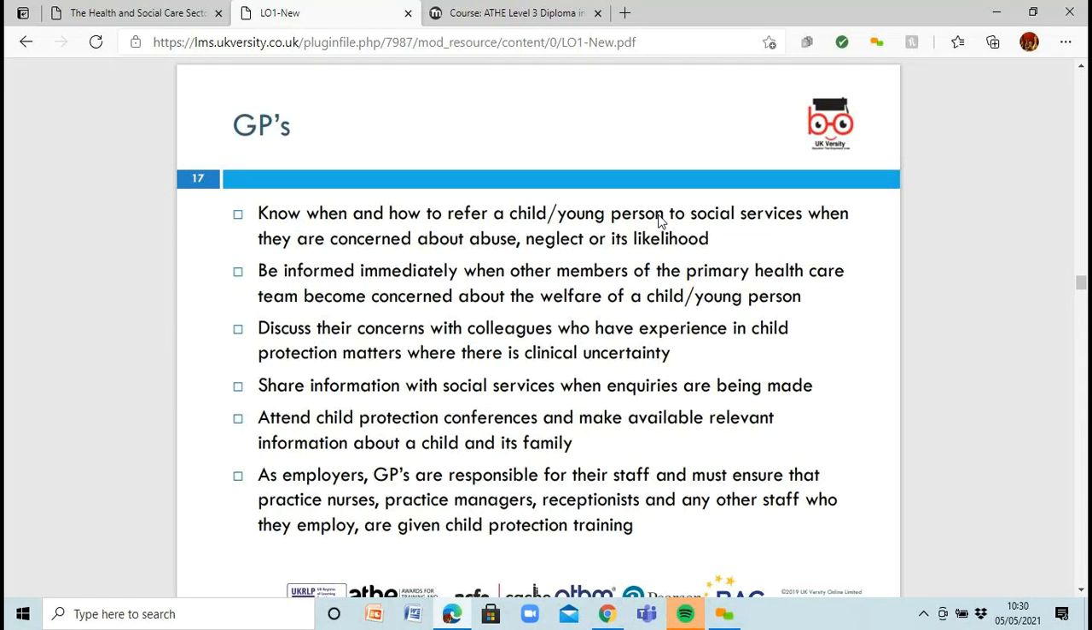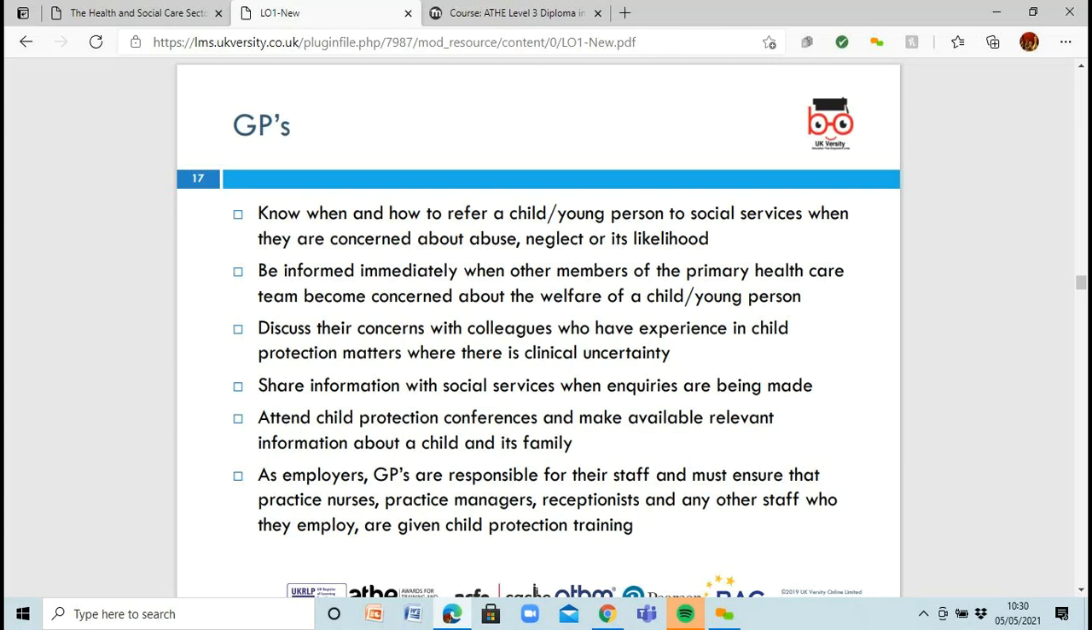Now, GPs. Ultimately they're there to look after your health needs and also to safeguard where necessary. It's their job to watch, so they know when and how to refer a child or a young person to social services. If they've seen somebody that's constantly coming in with broken bones, constantly having bruises or constantly becoming ill, maybe due to neglect or not wearing the right type of clothing, they will point that out to the social services and get them to have a quick look into it.